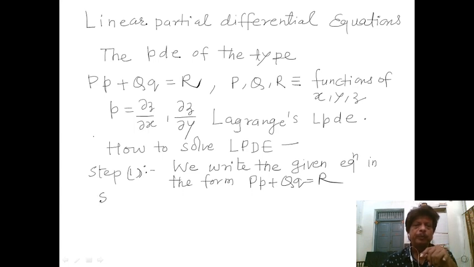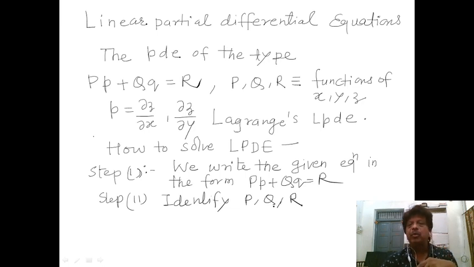Step 2 is identify P, Q and R. P, Q, R means what? Capital P, capital Q, capital R. These are the coefficients of small p, small q. Capital P is the coefficient of small p, whereas capital Q is the coefficient of small q, and capital R is the remaining terms on the right hand side.